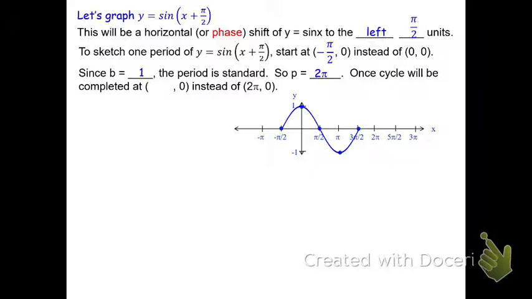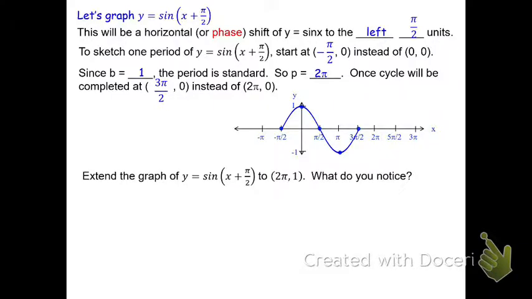So instead of taking all the way to 2 pi to finish, it's going to finish at 3 pi over 2. Now keep in mind, negative pi over 2 to 3 pi over 2 is a period of 2 pi. Now let's extend it just a little further. Let's take it to 2 pi comma 1. Let's go one more tick. That would put us here.